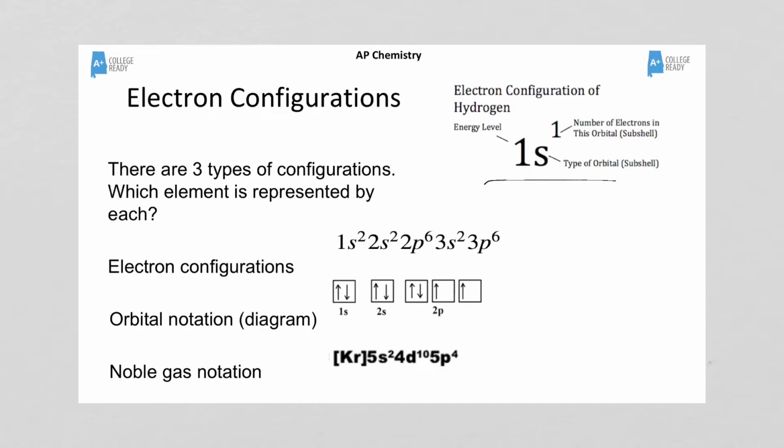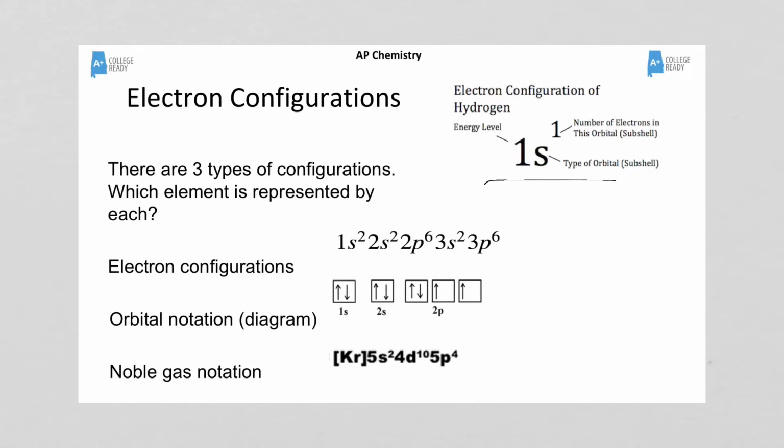The whole number in front tells us the energy level where the electron's located. The letter tells us the type of orbital or the subshell where the electron's located, and the superscript tells us how many electrons are in that specific position. Remember, s orbitals can only hold 2 electrons. P orbitals, since there are 3 orientations, can hold up to 6. D have 5 orientations that can hold up to 10. F probably won't see, but 7 orientations that can hold up to 14.